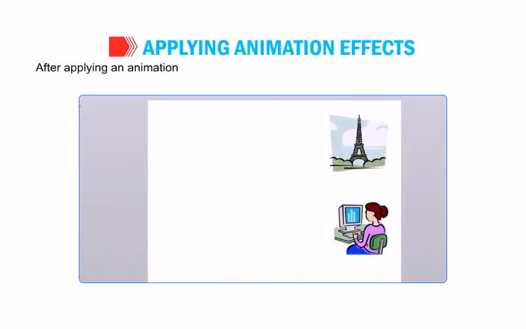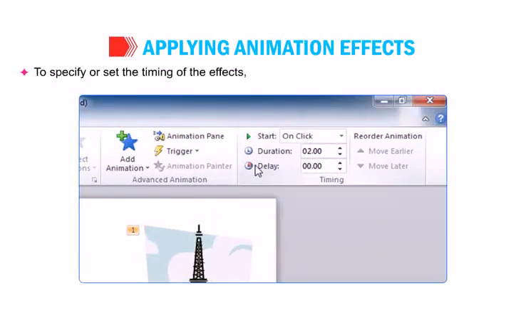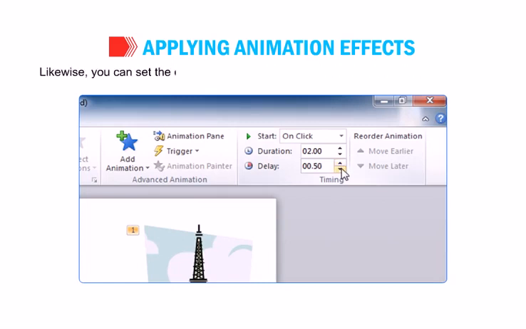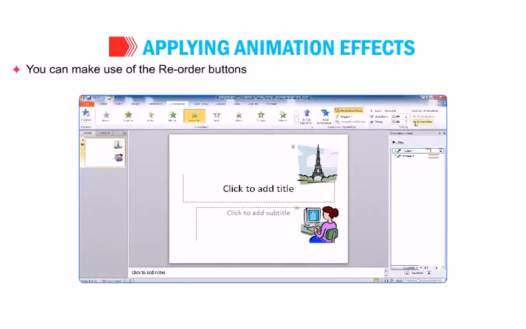After applying an animation effect to an object or a text, you will notice that a number tag appears near the object on a slide pane. To specify or set the timing of the effects, use Duration field available in the Timing group. It helps to change and control the speed of animation effect. Likewise, you can set the delay time before the animation begins using the Delay box. Click on the Play button in the Animation pane to preview the effects applied on the slide. You can make use of the Reorder buttons to change the order in which the animation effects appear.